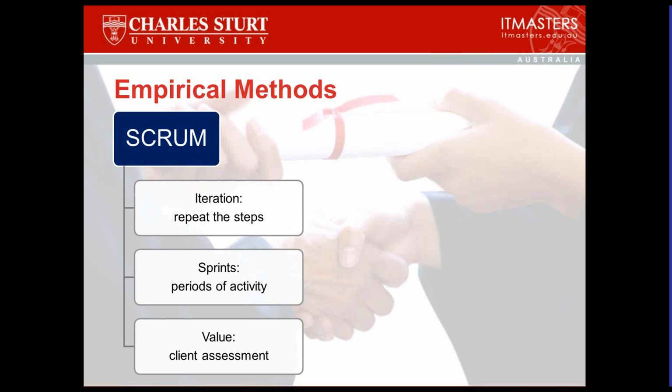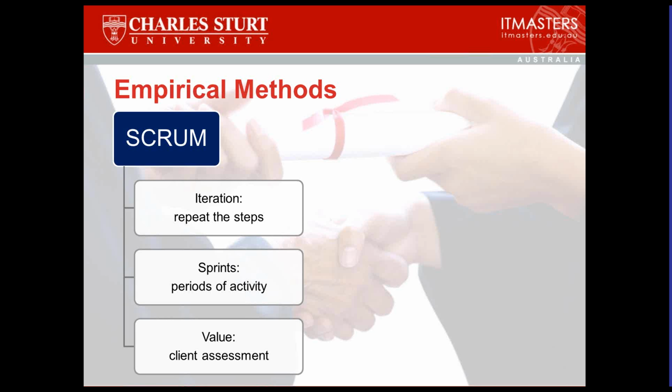The iteration uses something called sprints, periods of activity, methods of enactment, how we go about actually working together for outcomes. It's how we go about it that tells us when we're not going about it well enough. And this is a crucial fundamental element. We have to know when it's not really working the way we expected it to, so we can change it. And the value in the Scrum model is client assessment.